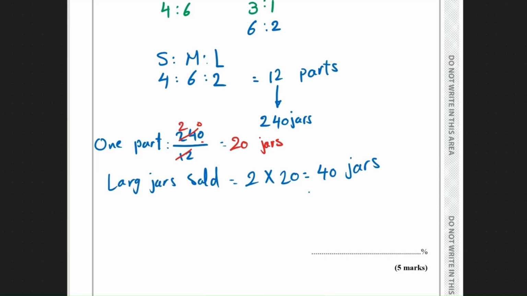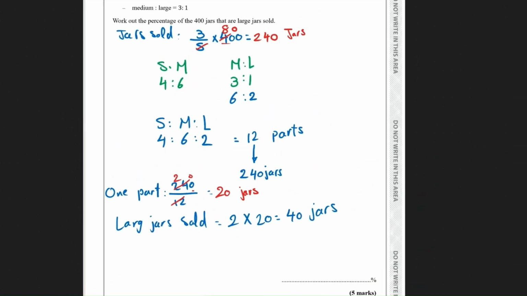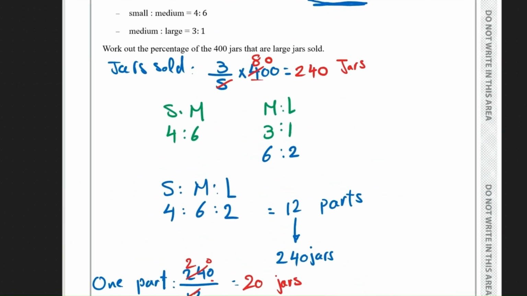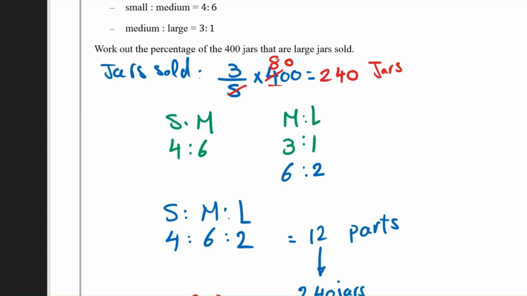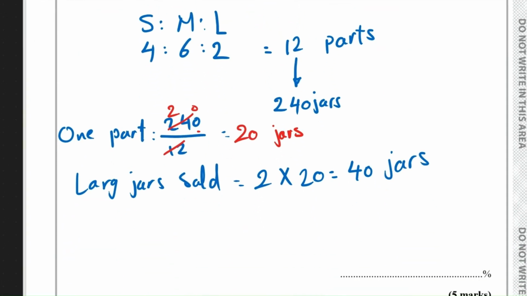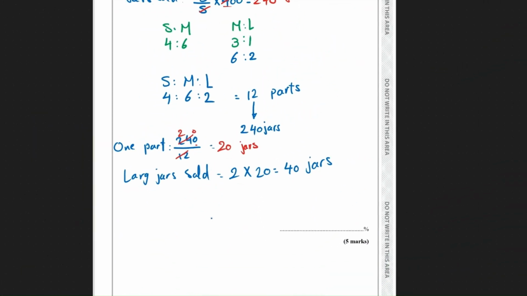But if we go back to the question here, it's asking to work out the percentage of the 400 jars that were large jars sold. So now we have 40 large jars. So 40 out of the total of the jars, 400, times 100 in order to make the percentage.